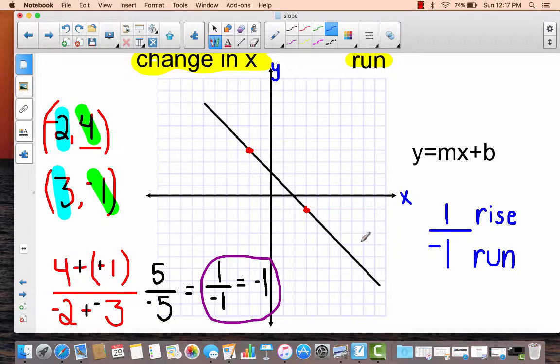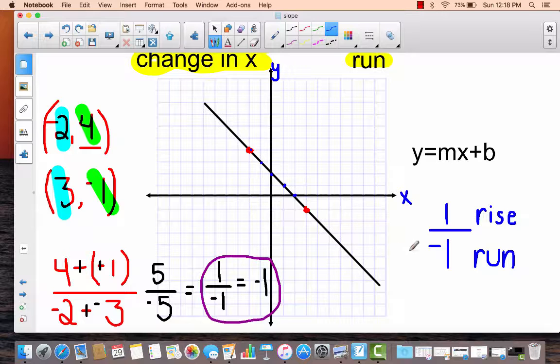When I'm moving horizontally, any move to the left is considered a negative. Any move to the right is considered a positive. So this is telling me I would go up 1 to rise, and then I run negative 1. I go left. Up 1, left 1. Up 1, left 1. So on and so forth. And if you notice, all of these points are sitting right on the line that I've created.